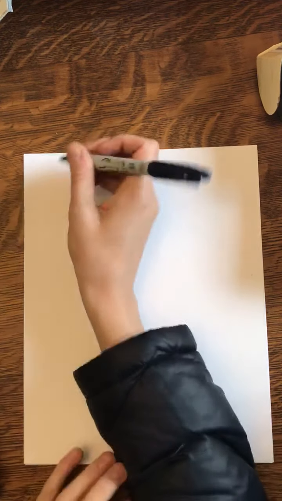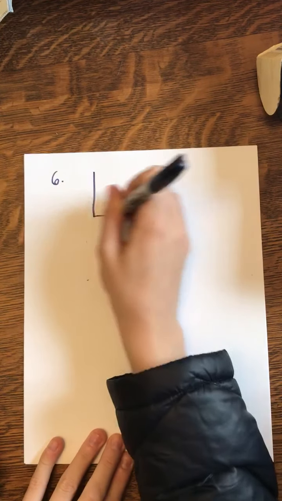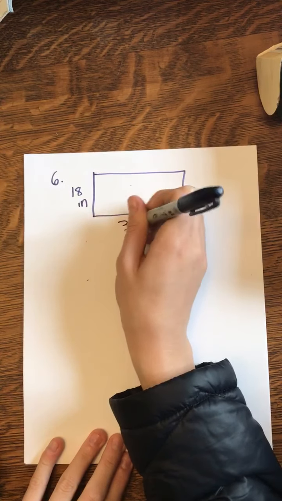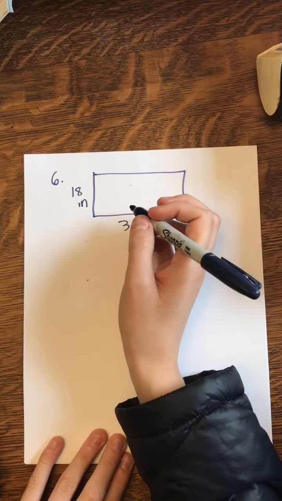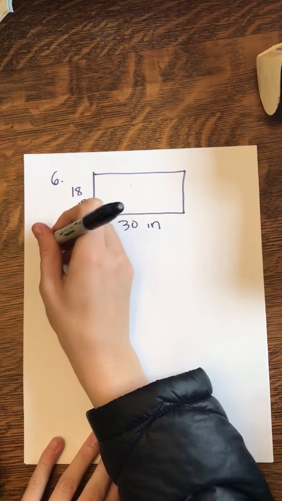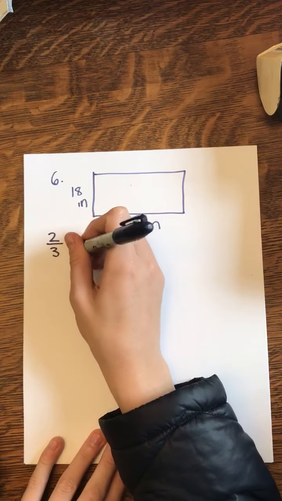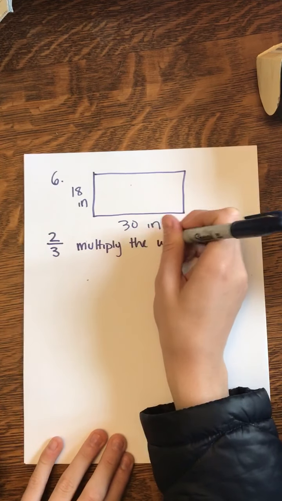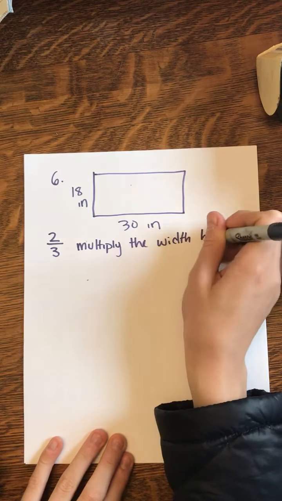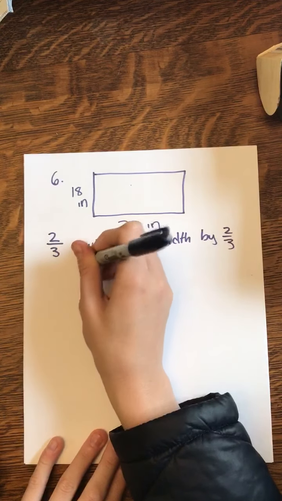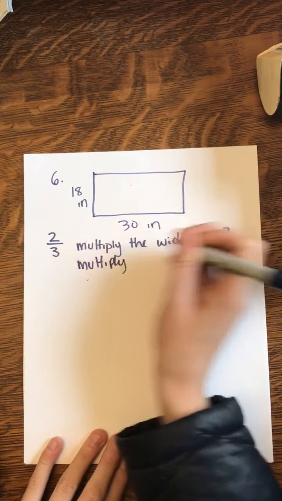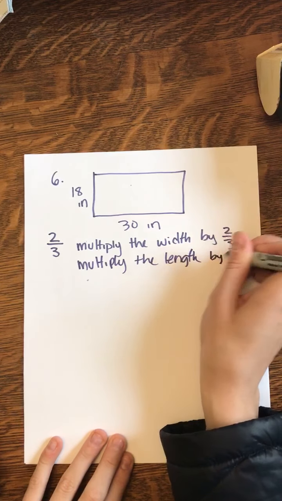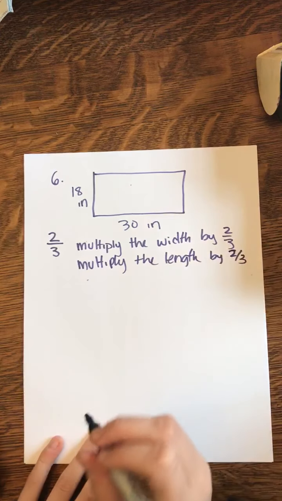Okay, so now we are on to number 6. Again, I'm going to draw my original rectangle. It's 18 inches by 30 inches. And for 6, my scale factor is 2/3, which means in this case, I multiply the width by 2/3, and I multiply the length by 2/3.